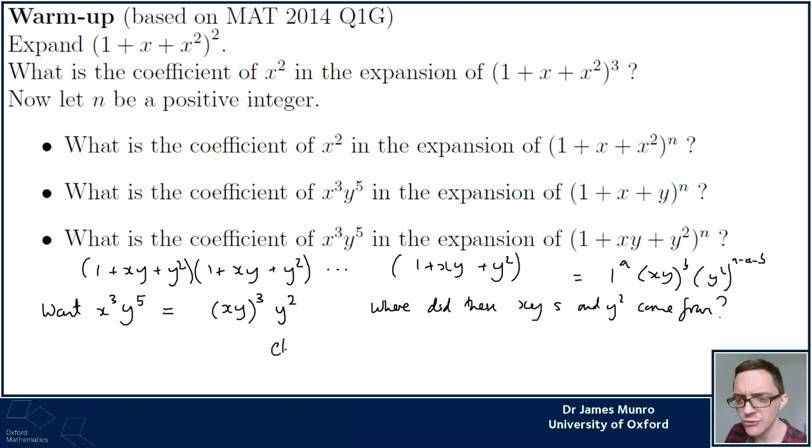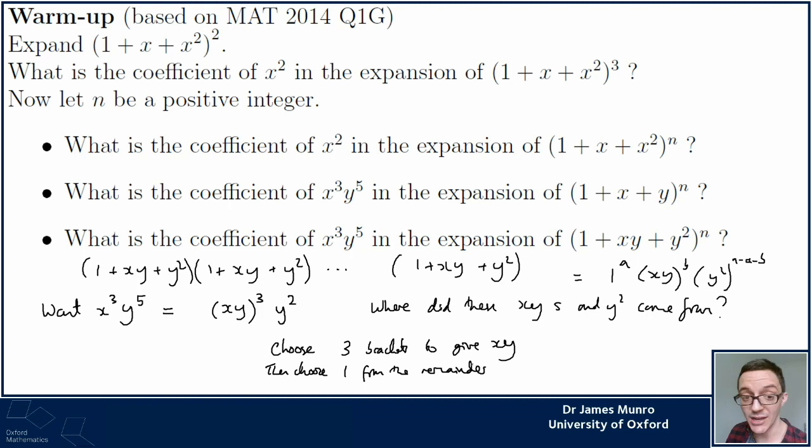So I suppose in general I could choose 3 brackets to give an xy, then choose 1 from the remainder, one of the other brackets, to give y squared. And thinking about it like that gives me something like n choose 3 multiplied by n minus 3 choose 1. I think I can actually simplify that a little bit. You expand what those binomial coefficients are and simplify it down a little bit.